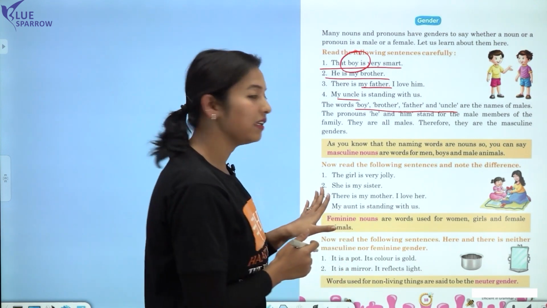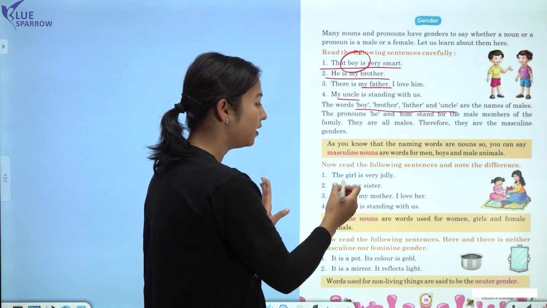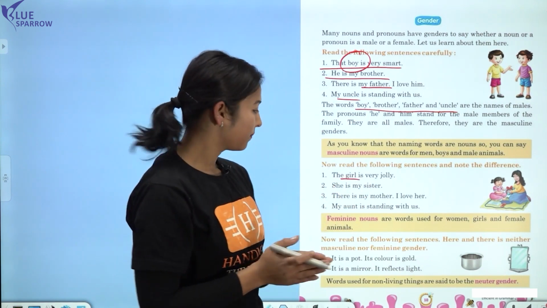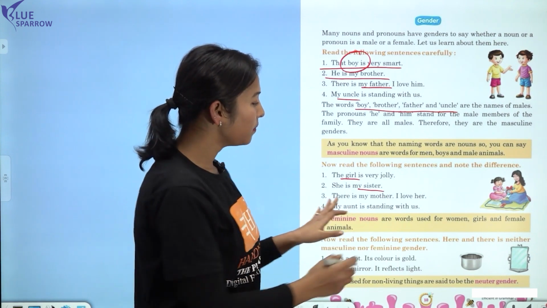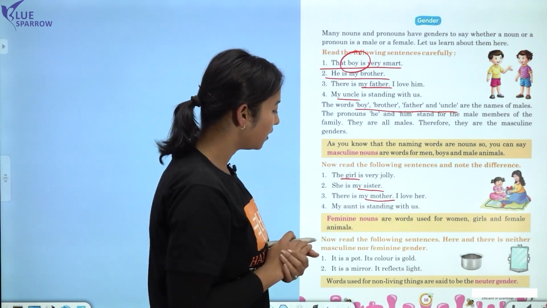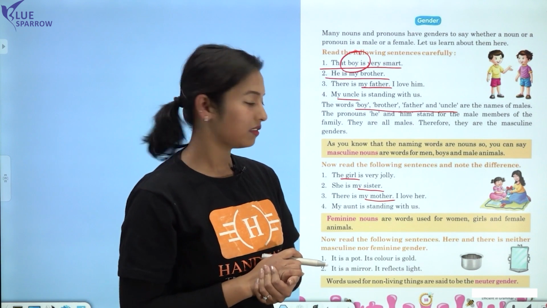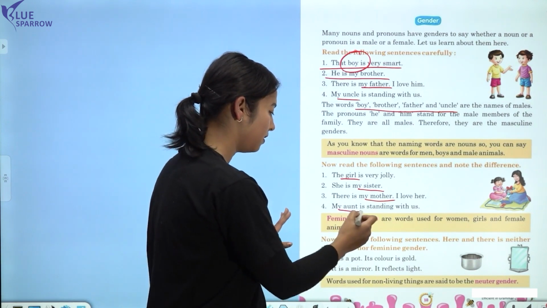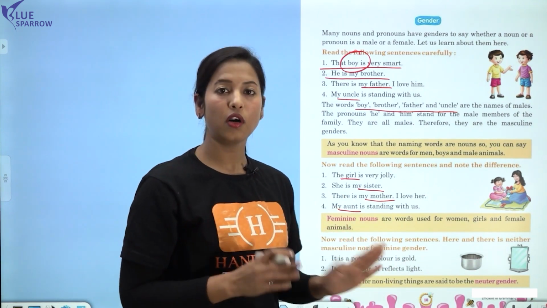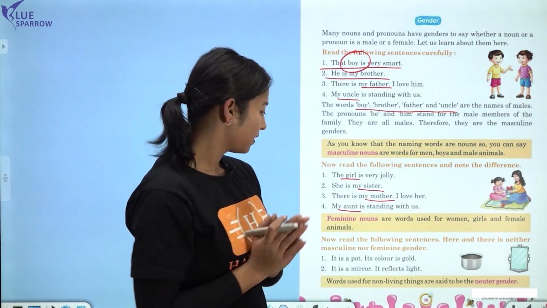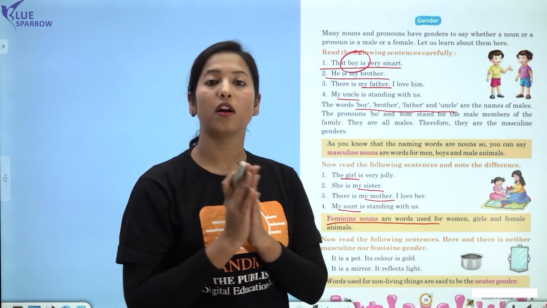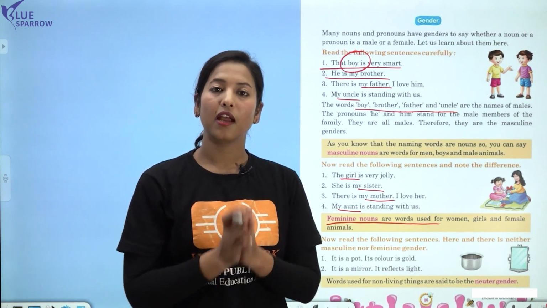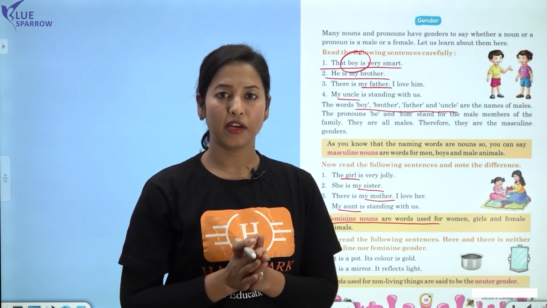Now, let's see these examples here. The girl is very jolly. She is my sister. There is my mother. I love her. And my aunt is standing with us. All these names are used for female category. So, feminine nouns are words used for women, girls and all the female animals.